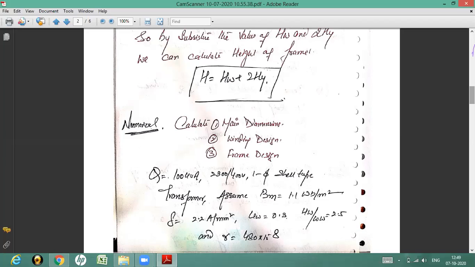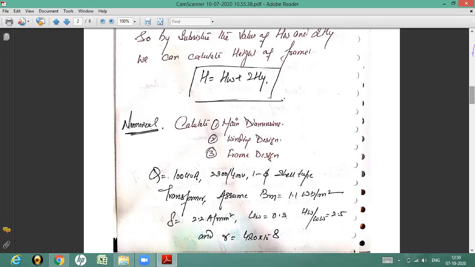Now, for calculating the main dimensions, the winding design, or the frame design, we are given certain inputs from the client. And what are the inputs? The transformer is designed having a capacity of 100 kVA. It has a voltage of 2300/400 volt. It is a single phase, shell type transformer, and you can use maximum flux density of 1.1 Weber per meter square. Current density is 2.2 amperes per mm square.